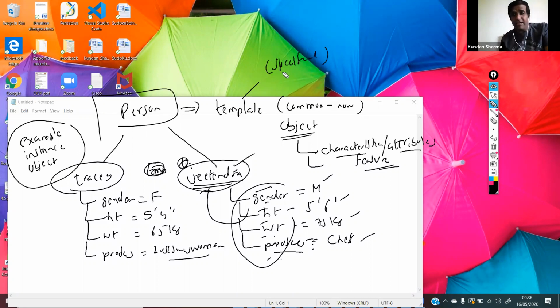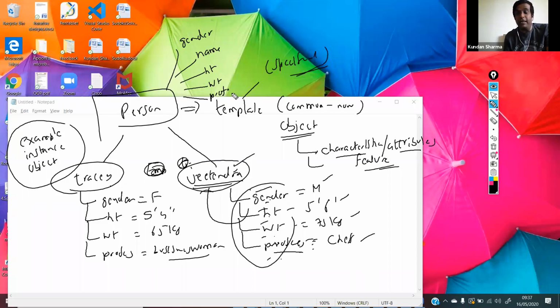What is specification? It will tell what all attributes a person can have. So person will have the attributes you can see here: gender, name, height, weight, and profession. This is how you will define a person. Now, if I say, can you create a person based on this template? The answer is Jitendra is a person based on this template. Jitendra has all these characteristics. Similarly, if I say, can you create another person based on this template? So Tracy is another person based on this template.